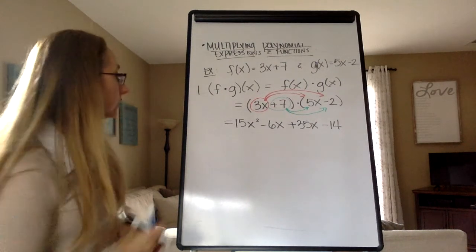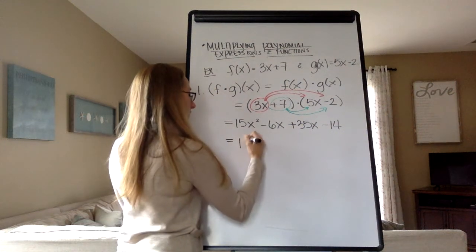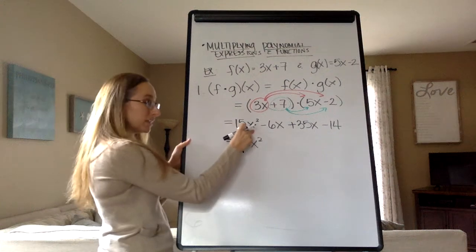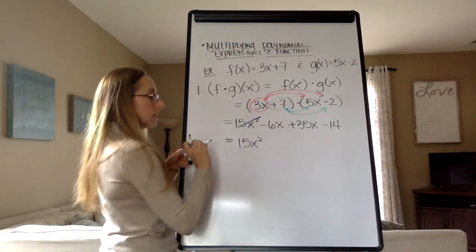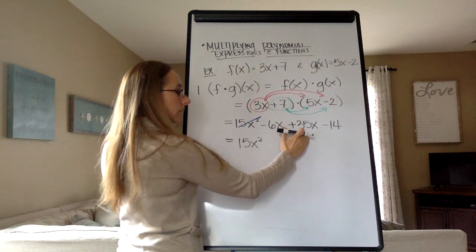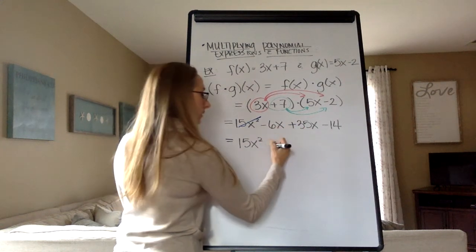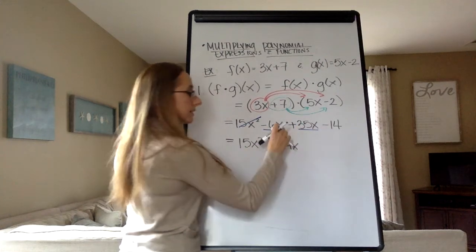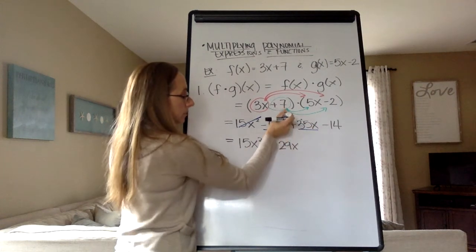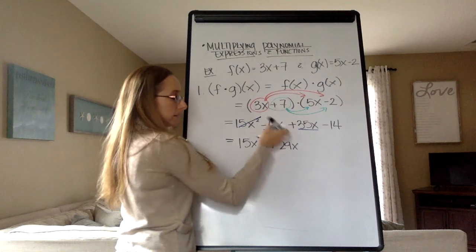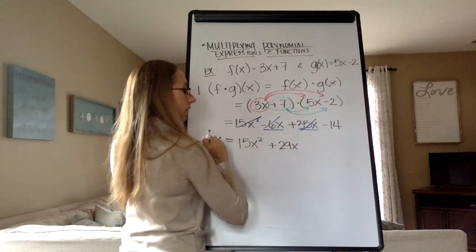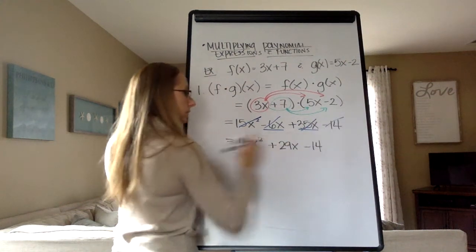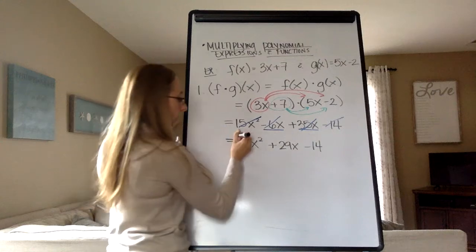We only have one x squared term, and that's the 15x squared, so we can't combine that with anything. Then we have negative 6x plus 35x. These two are like terms because they both have x's. So negative 6 plus 35, or 35 minus 6, gives you 29x. And then we have minus 14, our only term without any variables. And that's it. That's how to combine them.